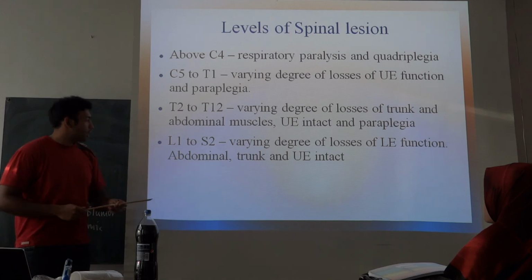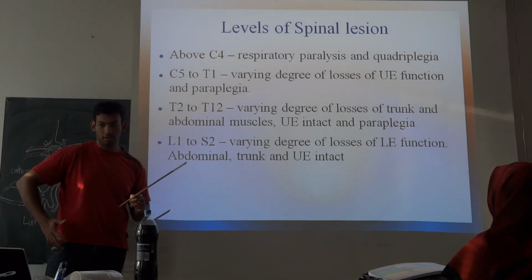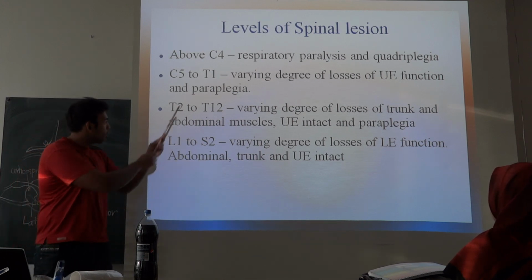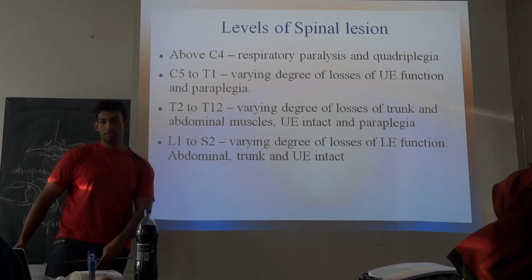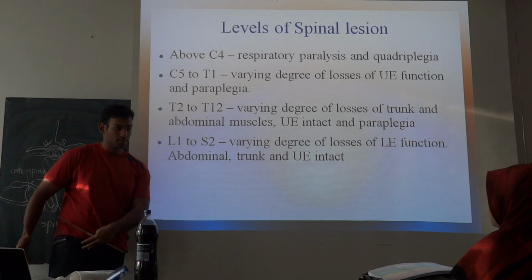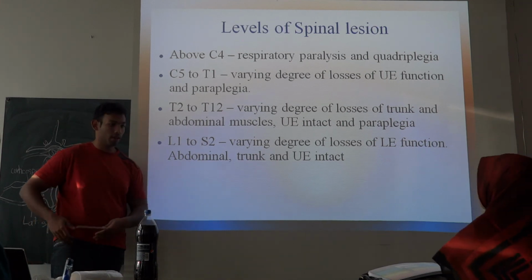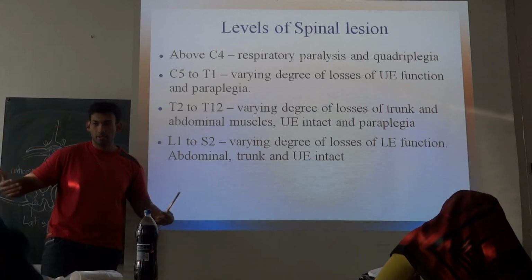L1 to S2. Now L1 to S2 form your lumbosacral plexus. They would have all these functions up to the abdomen, but their legs would be off. It depends. At L1 they would have complete paralysis of the leg, and at S2 they would have more function of the leg. The lower it is, the better.